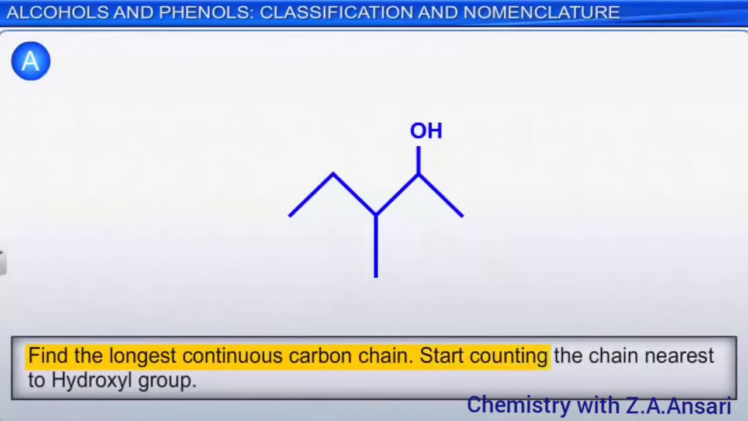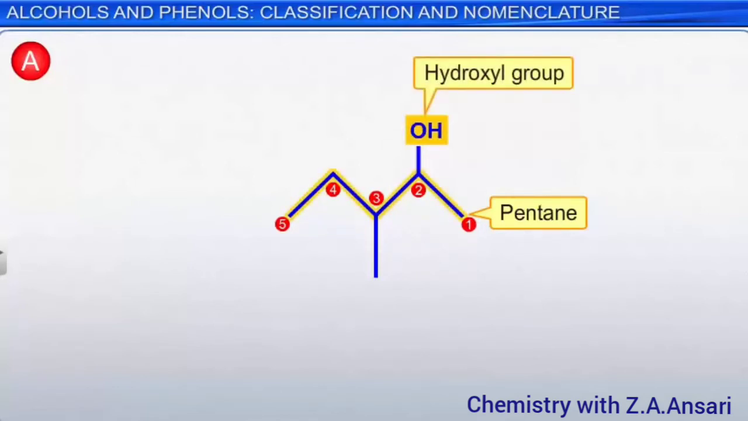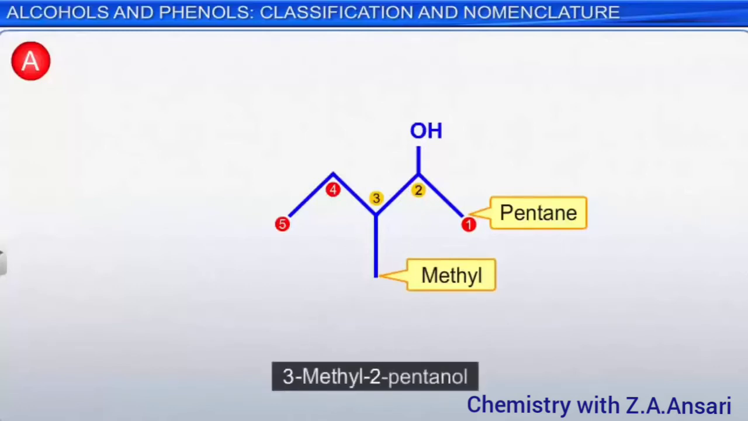Start counting the carbons at the end of the chain nearest to the hydroxyl group. In molecule A, the longest continuous chain has 5 carbons. Start counting from the right-hand side of the molecule at the end nearest to the hydroxyl group. Notice that the hydroxyl group is on carbon 2. There is a methyl group at carbon 3. So, the correct name of this molecule is 3-methyl-2-pentanol.